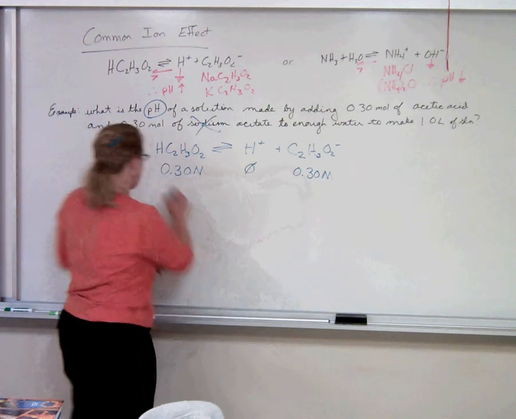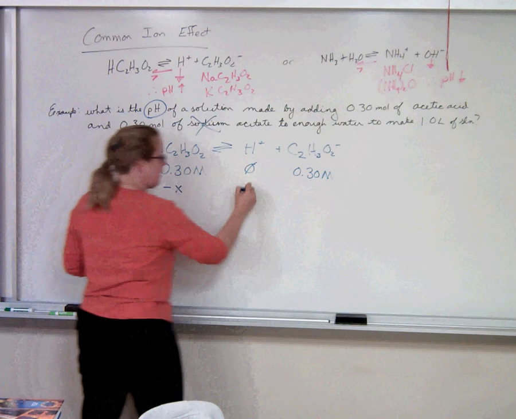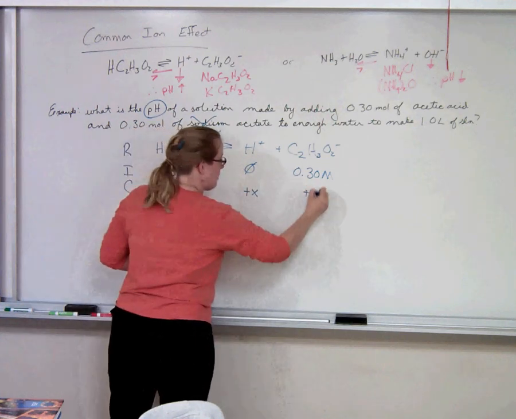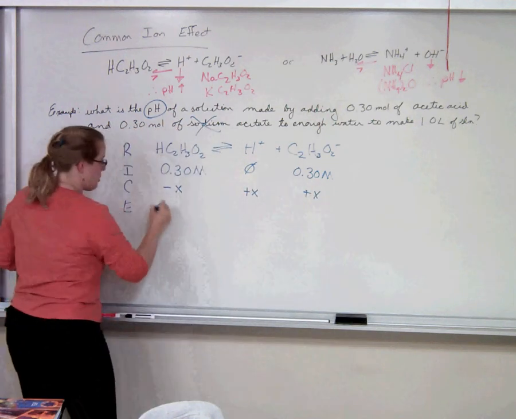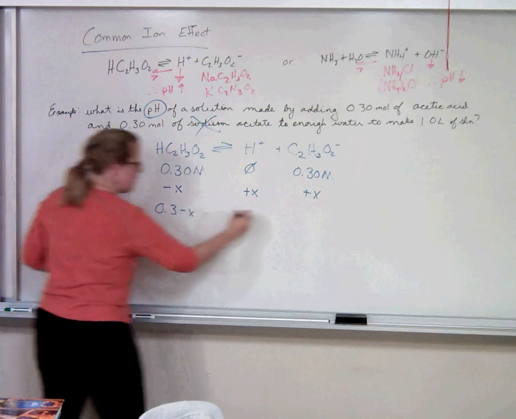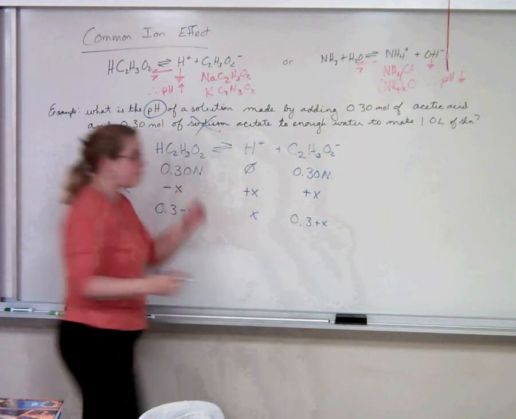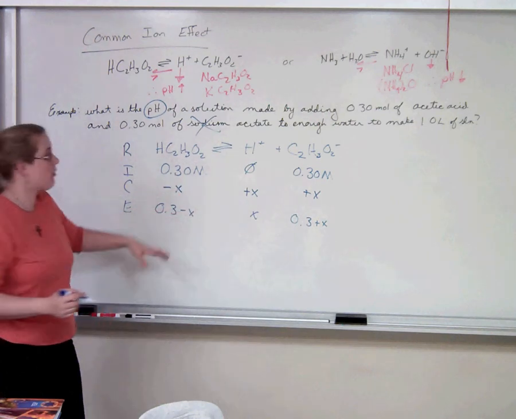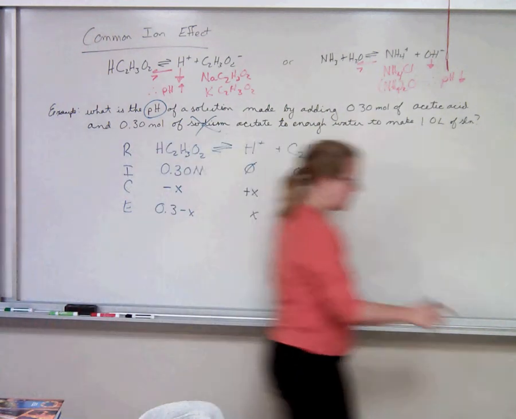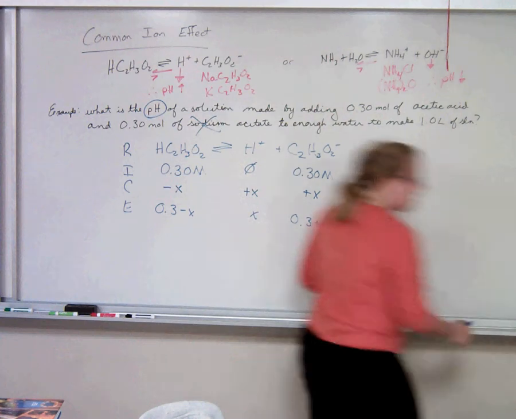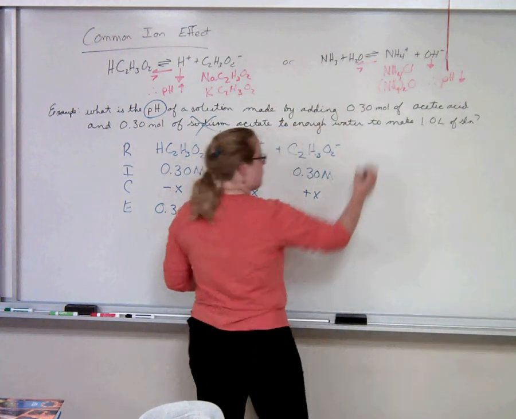So we're going to be losing X and gaining X. So our equilibrium concentration is 0.3 minus X, X, and 0.3 plus X. So then we're going to need to know the Ka for acetic acid. The Ka for acetic acid, if we look at our appendix D, is 1.8 times 10 to the negative 5th.